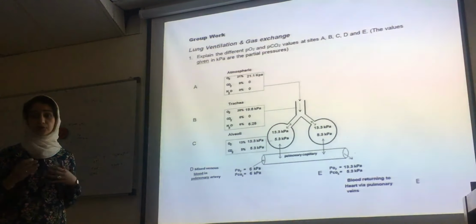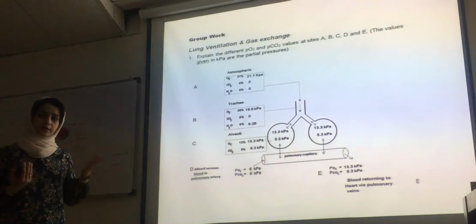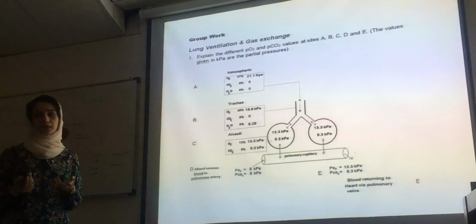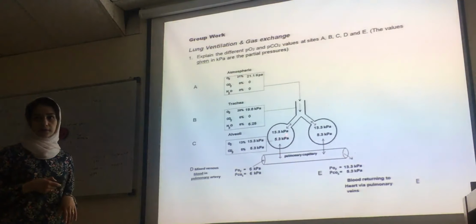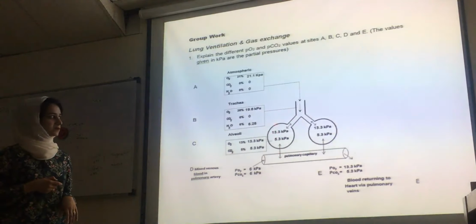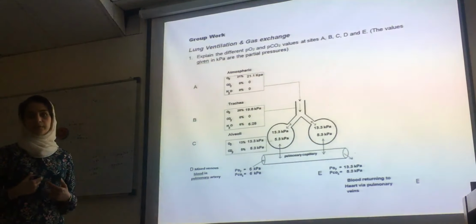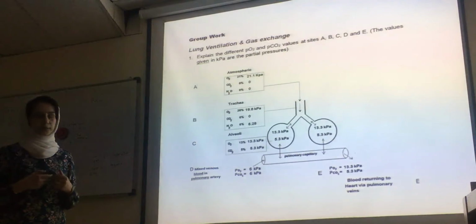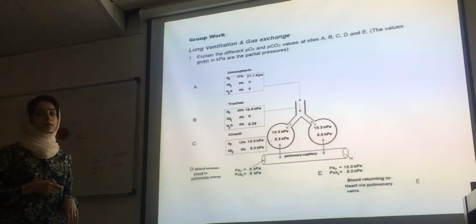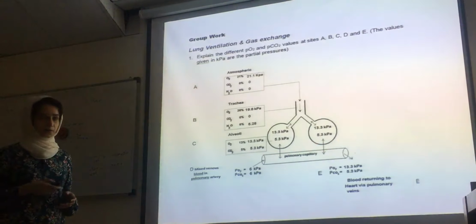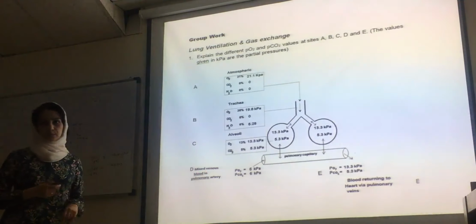Why are alveolar PO2 and PCO2 different from those of the inspired air and the expired air? Because there is continuous gas exchange between blood and alveoli: CO2 is added to the alveoli and O2 removed from it, and also the continual bringing of air from inspired air, so O2 is added and CO2 removed. That's why the alveolar gas composition is different from that of the inspired and expired air. What about the mixed venous blood?